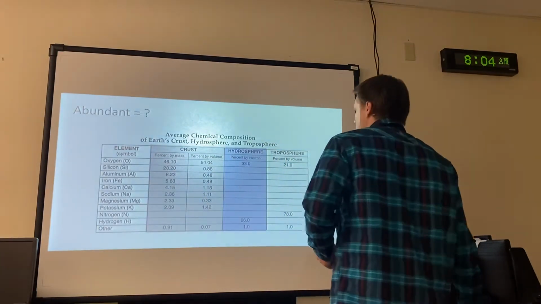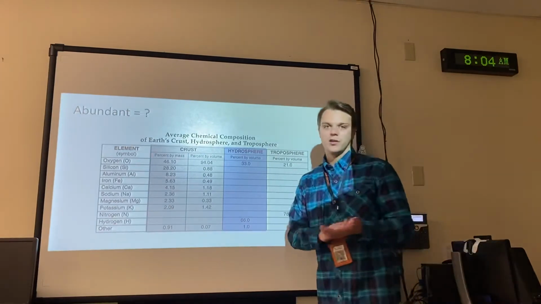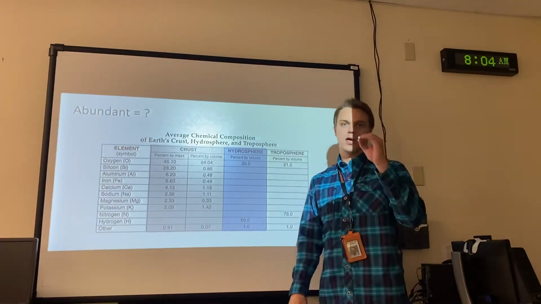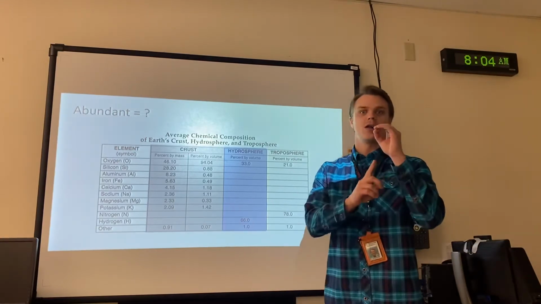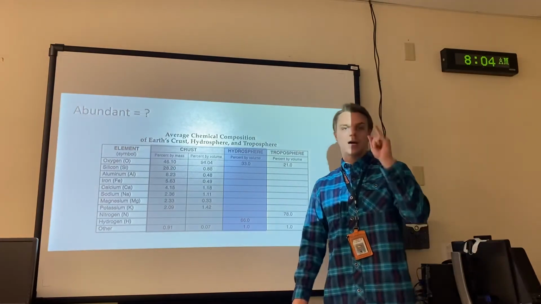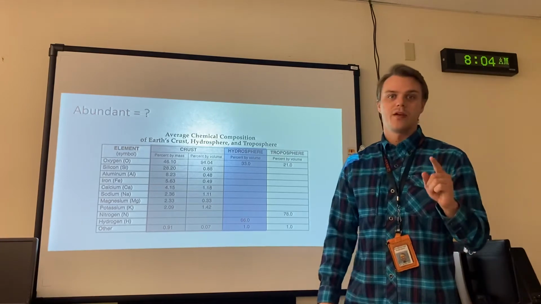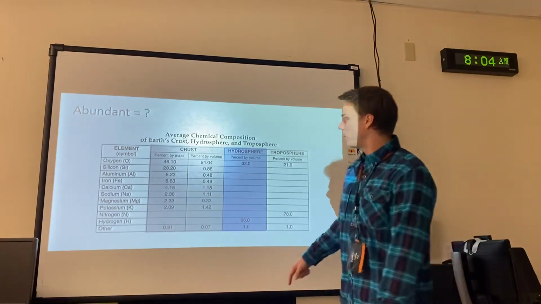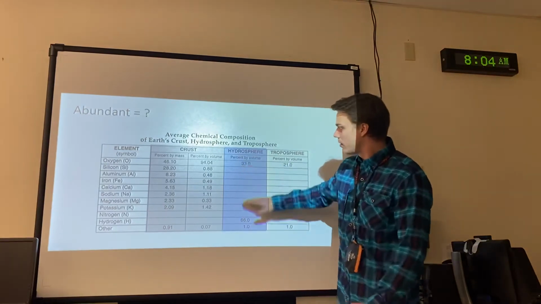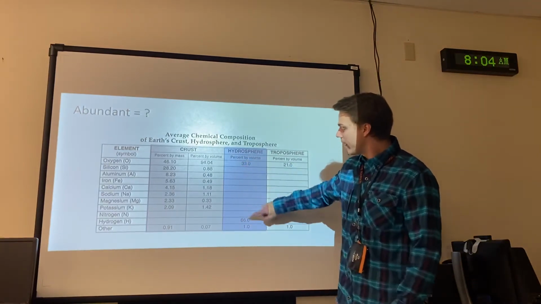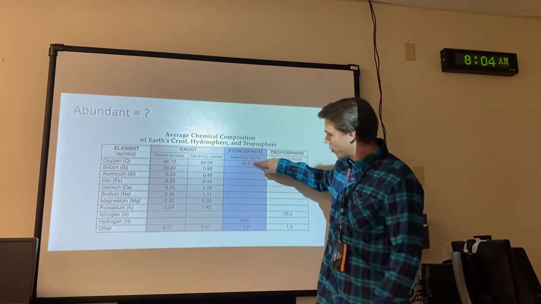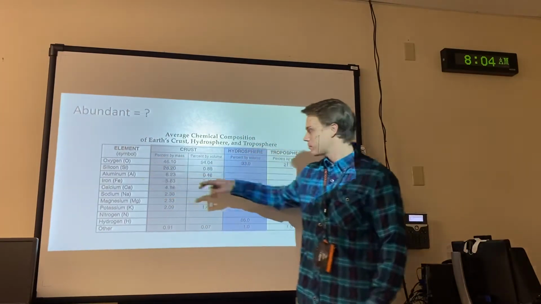All right, so let's talk about the hydrosphere. Water is H2O, and if you really want to get specific, H2O1. So that means for every 1 oxygen in water, there are 2 hydrogens, which is why if you look at the percent of the hydrosphere, it is 66% hydrogen and 33% oxygen.